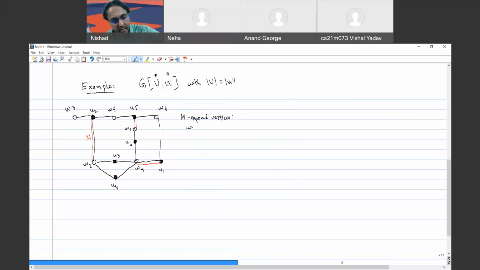W3, W5, and U3, U4, and there is more, right? M is all the three red edges. Yeah, all the three. U6 and W6. Okay. So just to be clear, M is the three edges that I've drawn in red: U2, W2, W1, U5, and W4, U1.